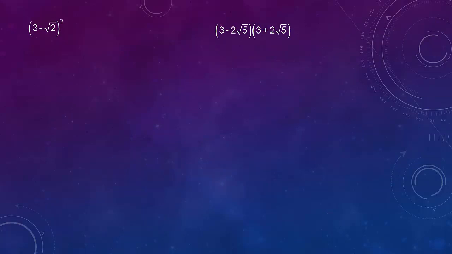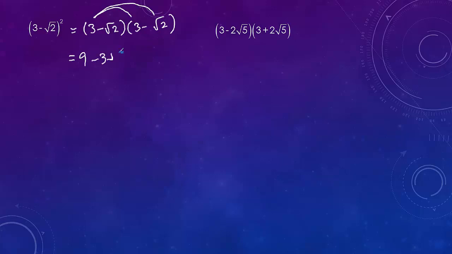Okay, so we have 3 minus root 2, squared. Now we know that when we square something, it means that we multiply it by itself. So that's going to give me 9 minus 3 root 2 minus 3 root 2, and then finally minus times a minus gives me a plus. Root 2 multiplied by root 2 is 2. So 9 and 2 is 11, and then we have minus 6 lots of root 2.